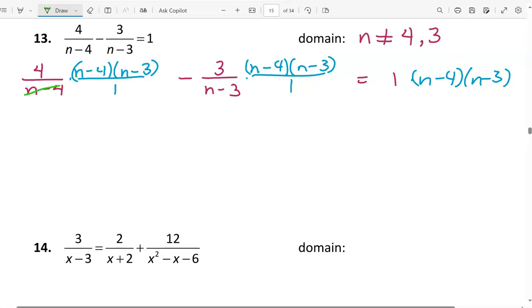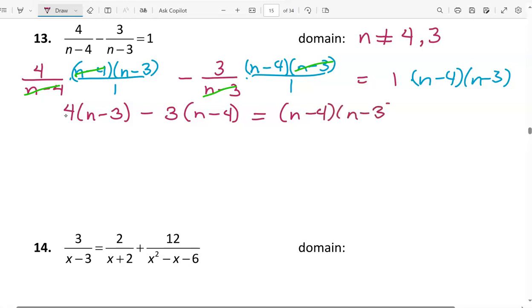Next, we can cancel common factors in each of the multiplications. N minus 4 in the first multiplication, n minus 3 in the second one, and in the third multiplication, no canceling. That leaves the result of the first multiplication as 4 times n minus 3, the second as 3 times n minus 4, and the third as n minus 4 times n minus 3. Now we have to do each of these multiplications to simplify both sides.